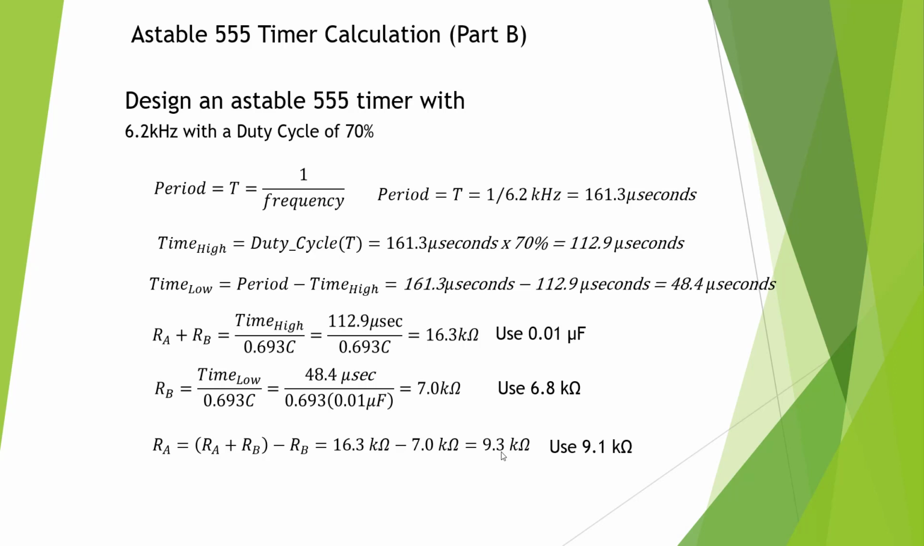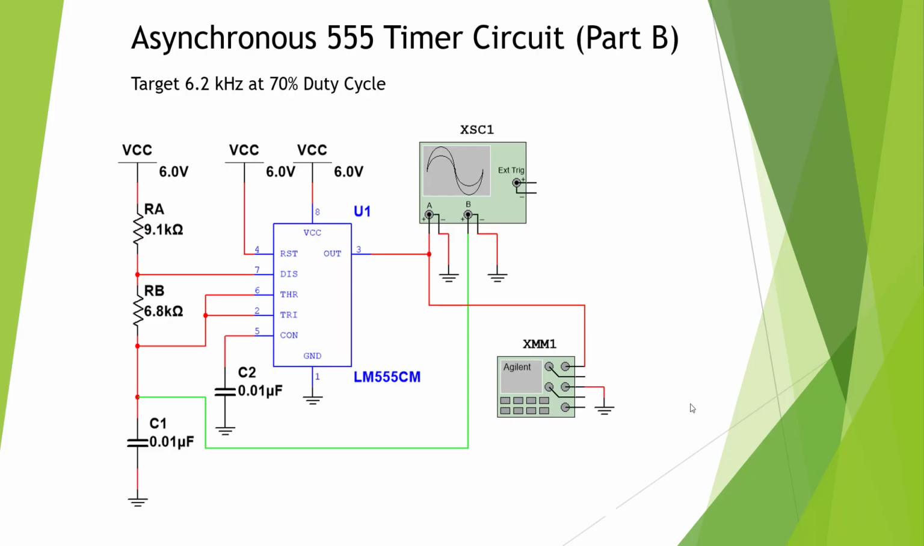Here I use the same formula for calculating our second circuit. This time we want 6.2 kilohertz, but we want to change the duty cycle to 70%. So I go through the calculations. I come up with 6.8K and 9.1K, and I'm sticking with the same size capacitor. Here's our circuit again, this one with our different resistor sizes, 9.1K, 6.8K, and 0.01 microfarads. Again, I'm using the oscilloscope and our frequency counter.